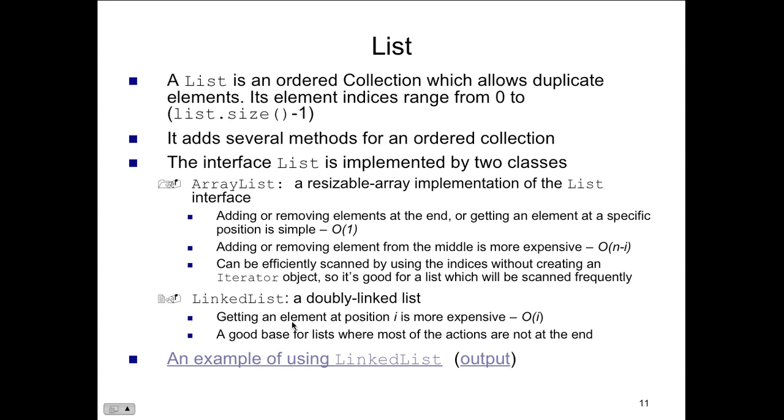So, what do we have here? Getting the element at position i is more expensive. It's harder to go through it. We don't have a built-in iterator. And it's a good base for lists where most of the actions are not at the end of the list, but in the middle of the list.